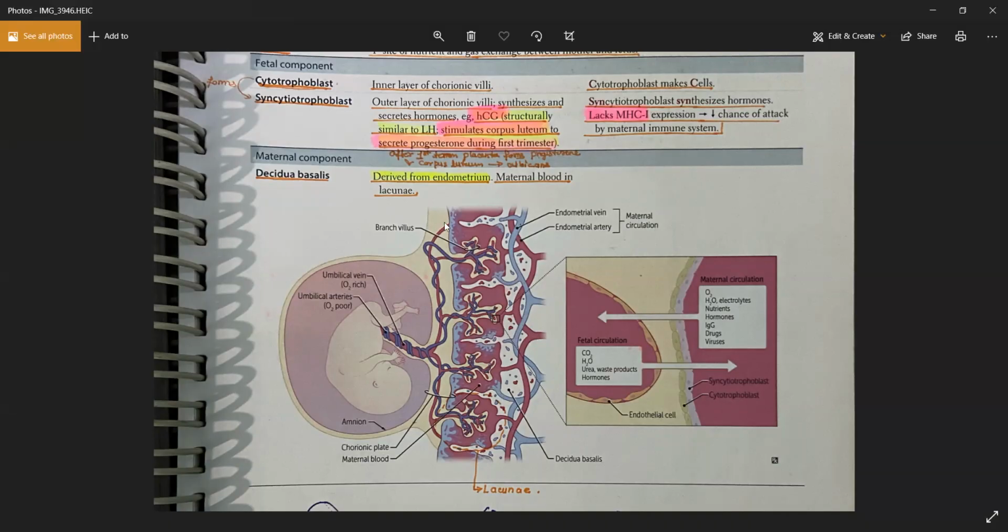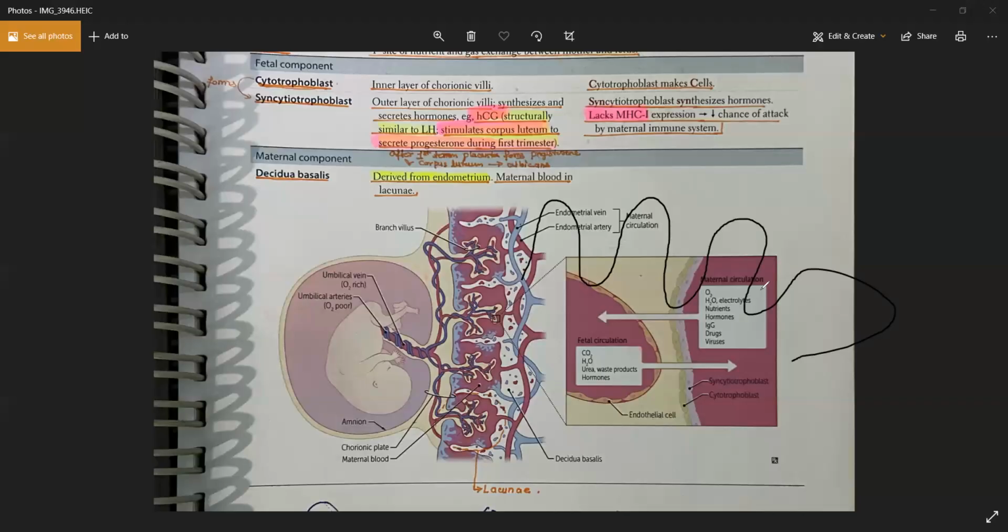Now, the cytotrophoblast and syncytiotrophoblast are arranged to form the villi. They are arranged in these kinds of orders, forming villus-like structures, and each villus is lined by the cytotrophoblast inner layer and the syncytiotrophoblast outer layer. Is that okay?